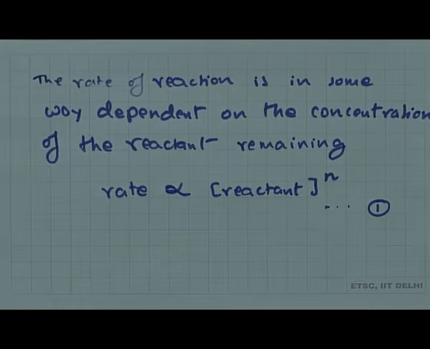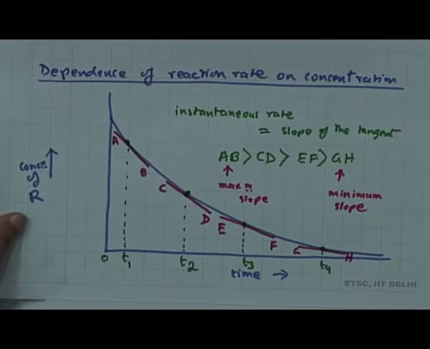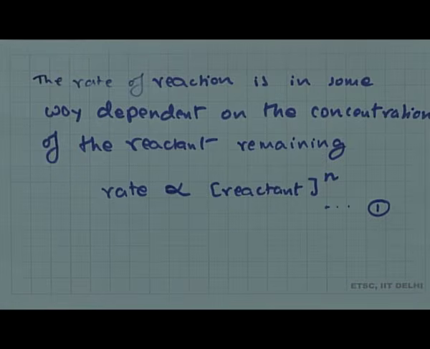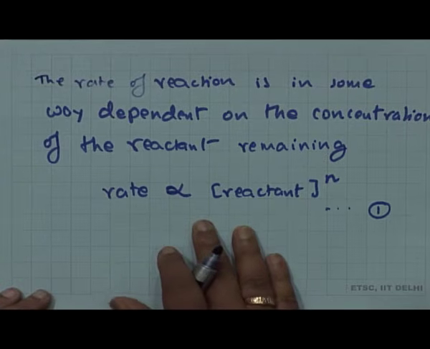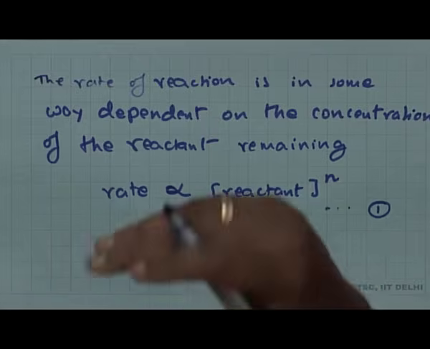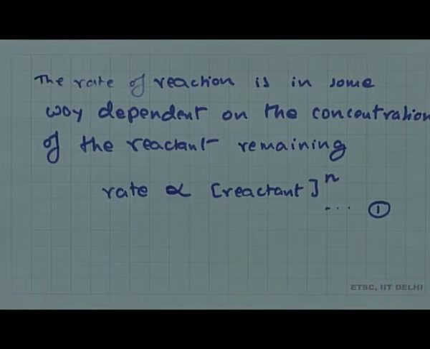Now, this is significant. Based on the graph, the kinetic profile you just saw, what we are concluding is that the rate of the reaction is dependent upon the concentration of the reactant that is remaining, and based on that, the rate of reaction is proportional to the reactant raised to some power, which in this case is n.